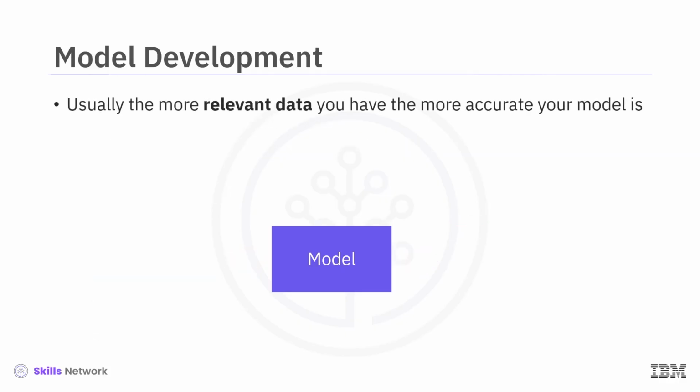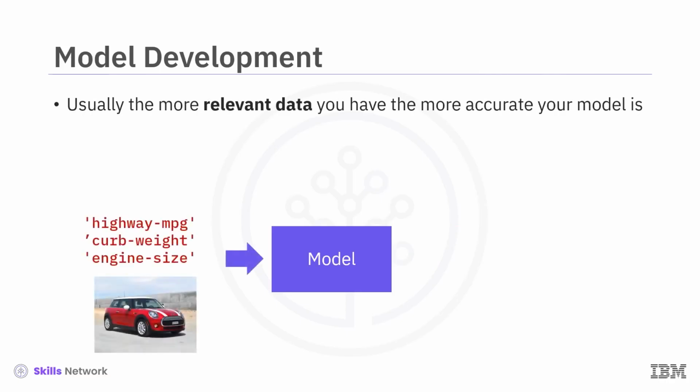Usually, the more relevant data you have, the more accurate your model is. For example, you input multiple independent variables or features to your model. Therefore, your model may predict a more accurate price for the car.